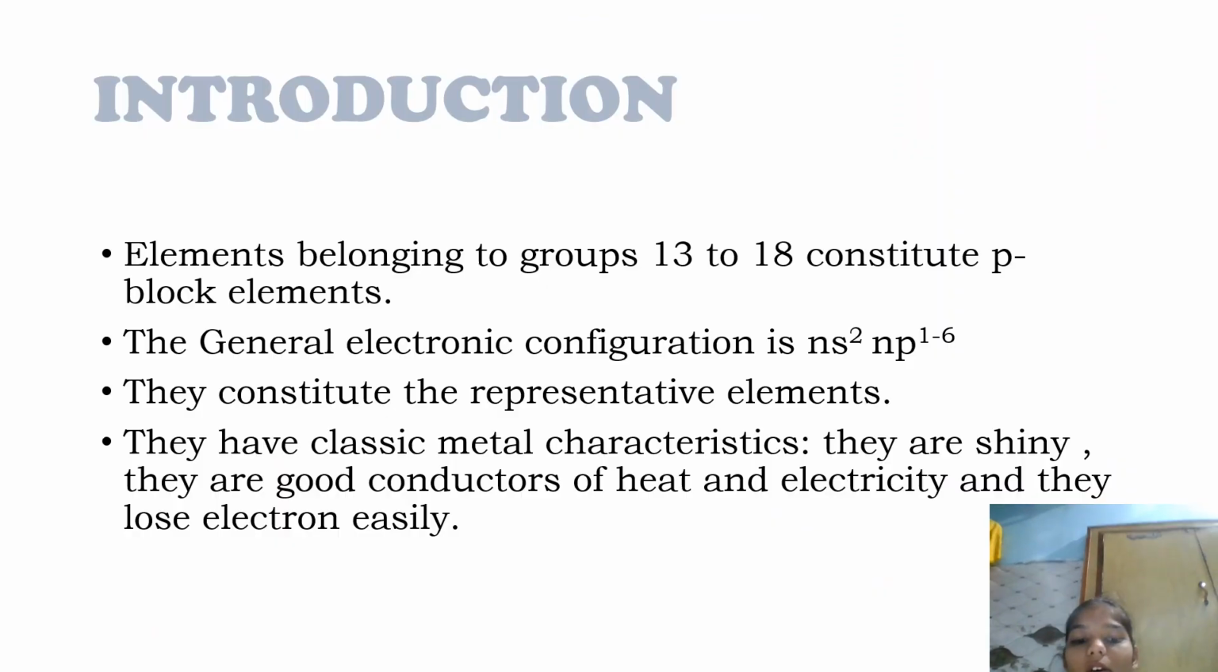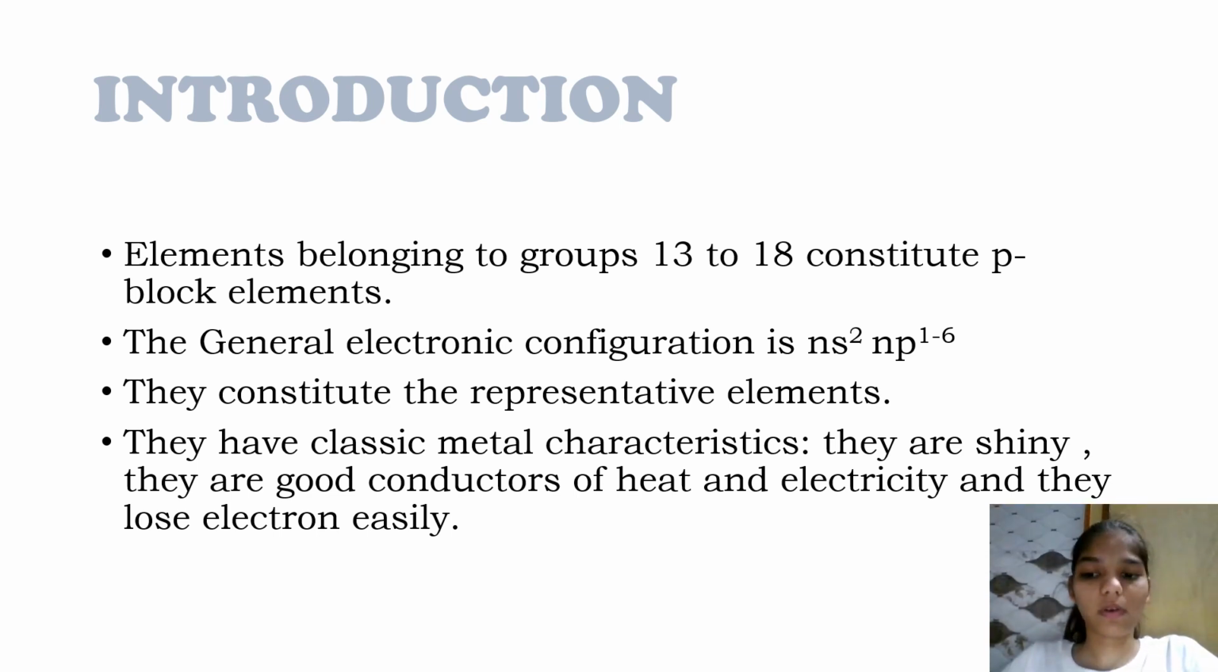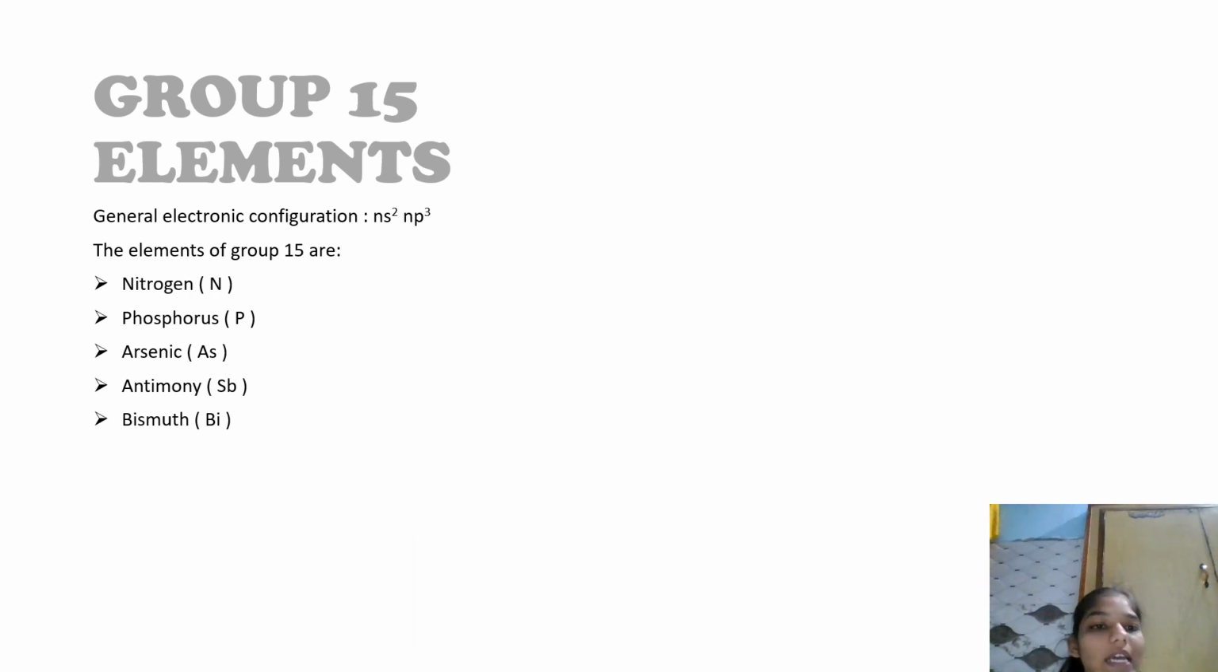Good morning. The topic of my presentation is p-block elements. Introduction. The elements belonging to group 13 to 18 constitute the p-block elements. The general electronic configuration is ns2 np1 to 6. They constitute the representative elements. They have classic metal characteristics, that is, they are shiny, they are good conductors of heat and electricity, and they lose electrons easily. Next, group 15 elements.